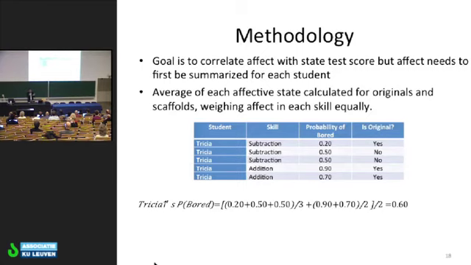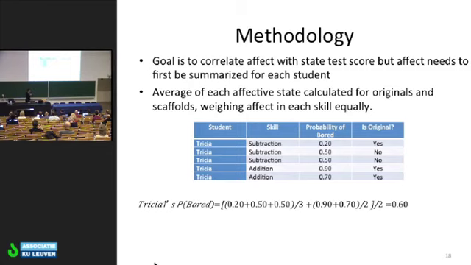So the goal is to correlate affect with state score, but affect needs to first be summarized for each student because we want to correlate a list of numbers to another list of numbers, and we're going to correlate a list of engaged numbers for every student to their state test. So we want to summarize their affect during the year.